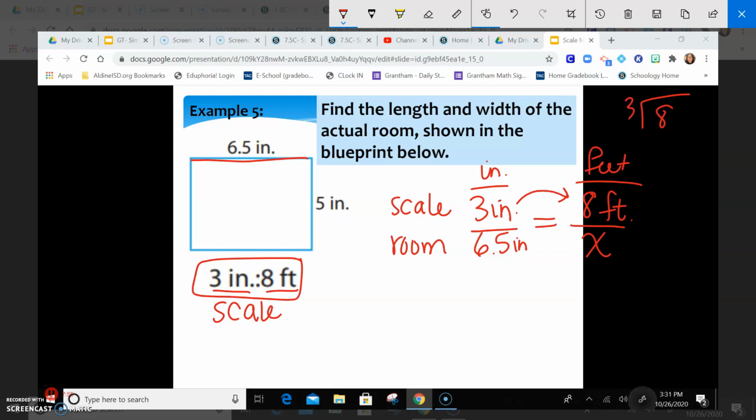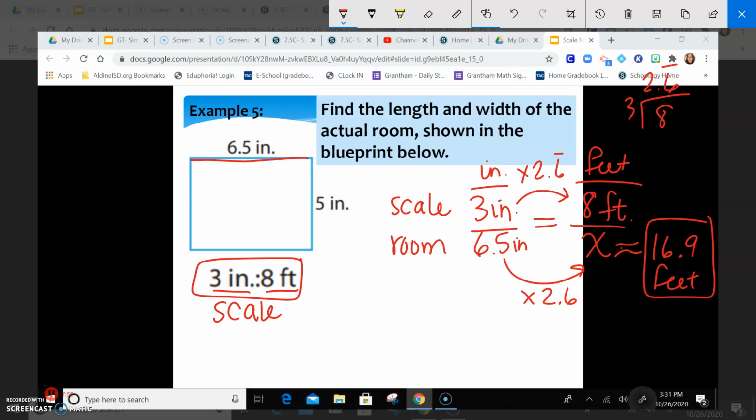So 8 divided by 3, if you put that in your calculator, is going to be 2.6 with a repeating 6. So what that means is that I'm getting across by multiplying by 2.6. And again, this is going to be an estimate because it does have that repeating decimal. But remember, with your proportions, whatever you do to the top, you must also do it to the bottom. So I'm going to do 6.5 times 2.6, which is going to give me approximately 16.9 feet. So the longer side of the room should be about 16.9 feet. And again, this is just an estimate because of the repeating decimal that we had there.